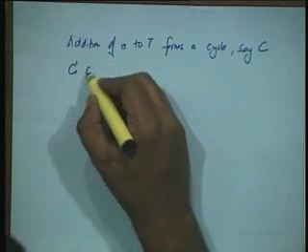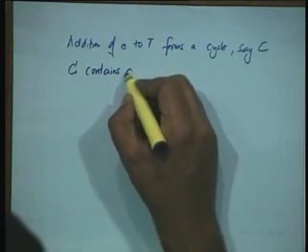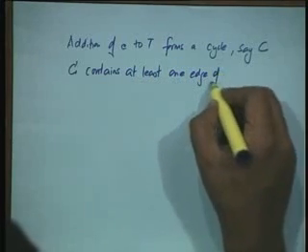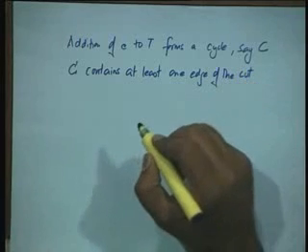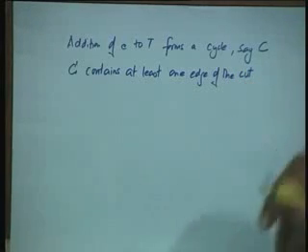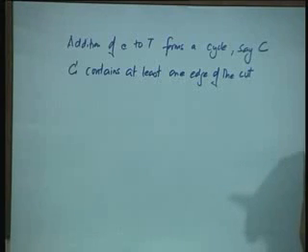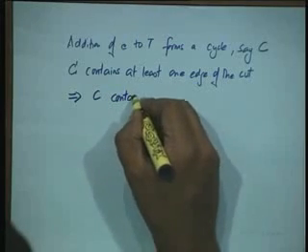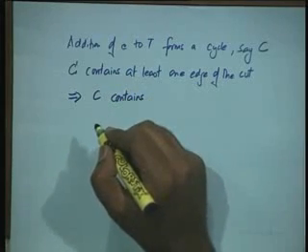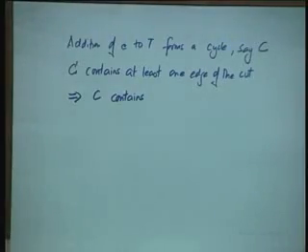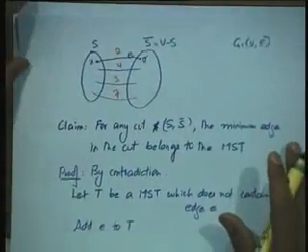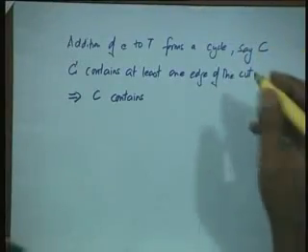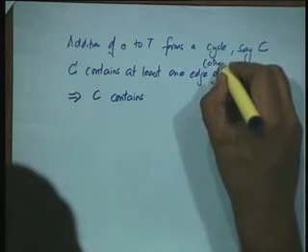C contains at least one edge of the cut. Yes or no? At least one edge of the cut. So this implies C contains at least 2. It will contain an odd number of edges of the cut. So now you added C, at least one edge. Let me write down other than E. Good.